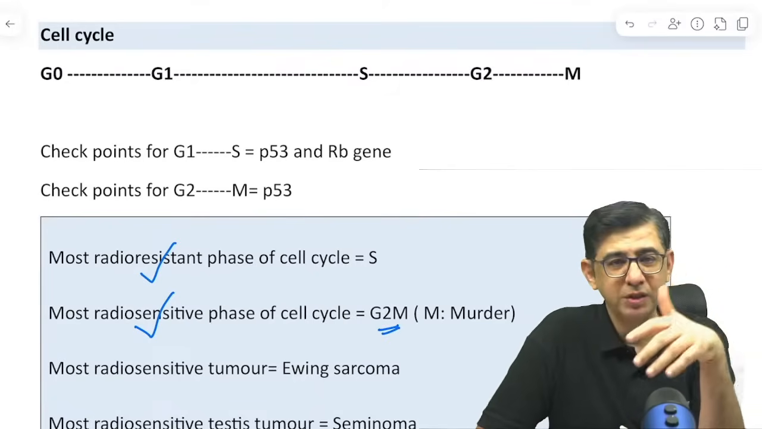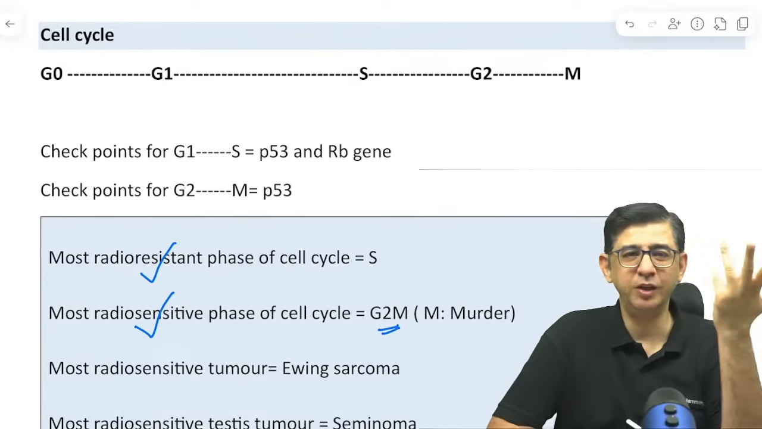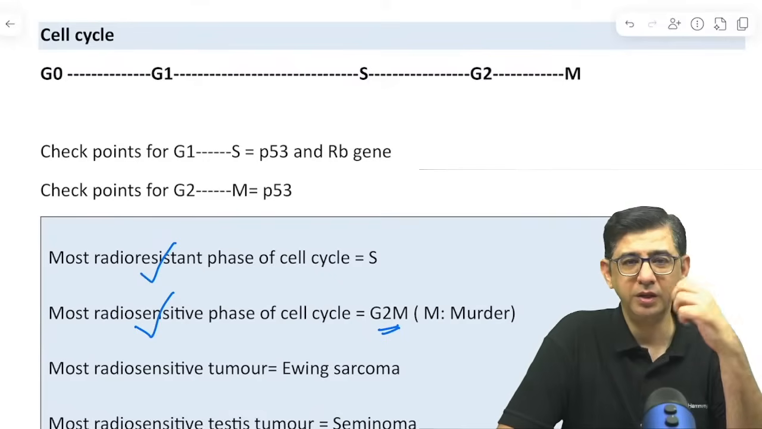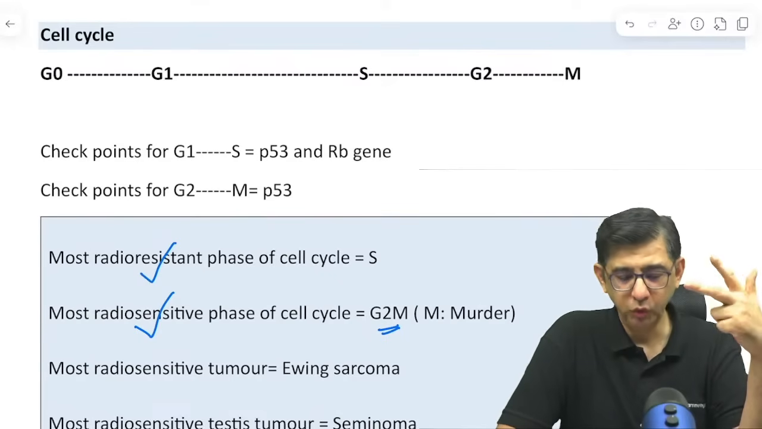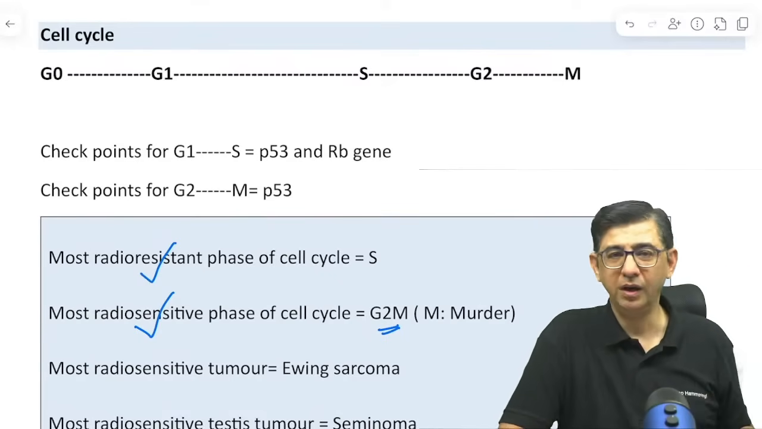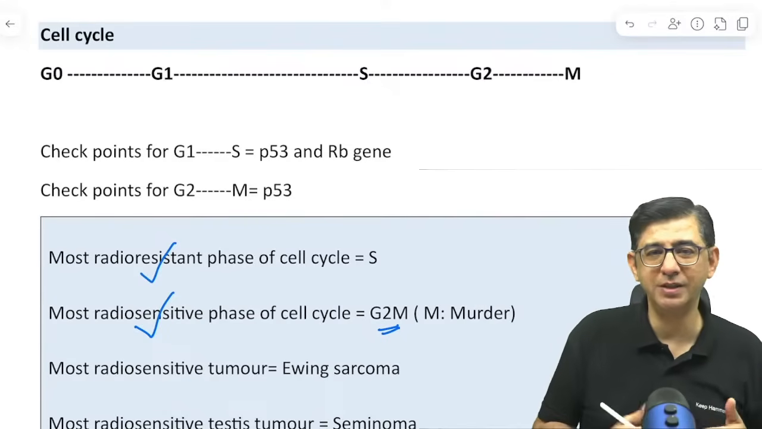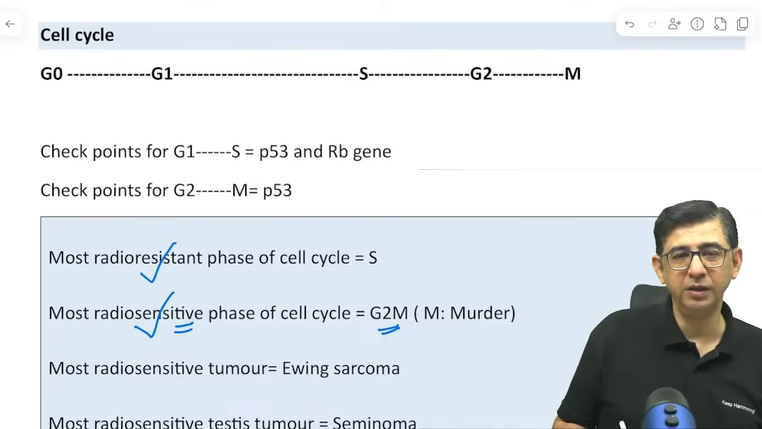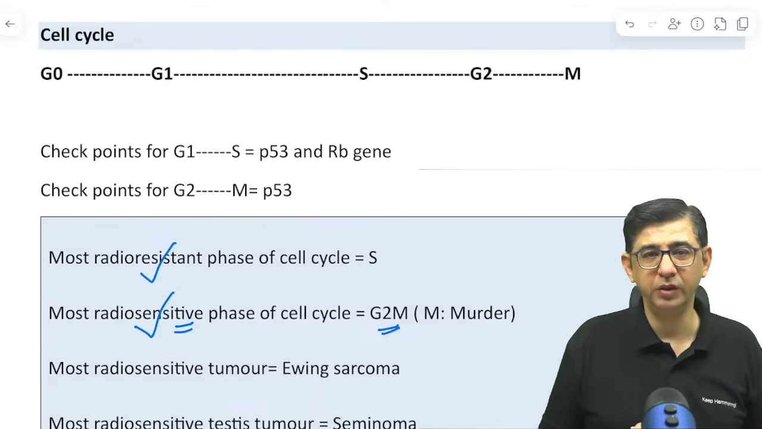The radio resistant phase is the synthetic phase where the cell is busy, right, in the synthetic phase. But मार दिया cell को, murder कर दिया, that is the G2M variety. So two very important questions that always are asked. Either of the two, मतलब swap करके पूछता है एक सेशन पे radio resistant phase और radio sensitive. अगर आप radio sensitive याद कर लेते हैं G2M तो दूसरे वाला automatically याद हो जाता है.